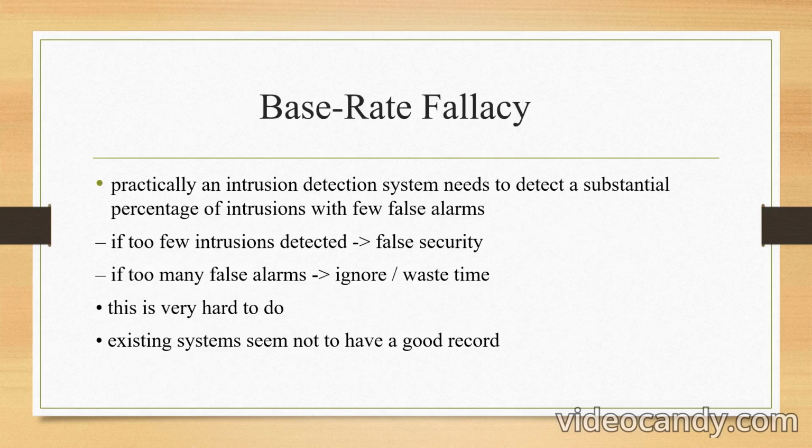Next is the base rate fallacy. An intrusion detection system should detect a substantial percentage of intrusions while keeping the false alarm rate at an acceptable level. If the system frequently triggers an alert when there is no intrusion, then either system managers will begin to ignore the alarms or much time will be wasted analyzing the false alarms.